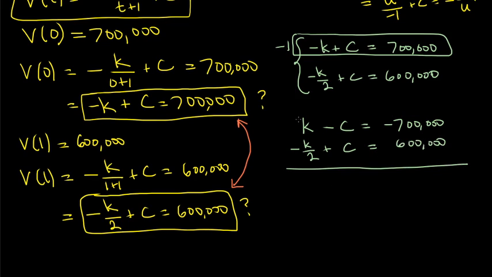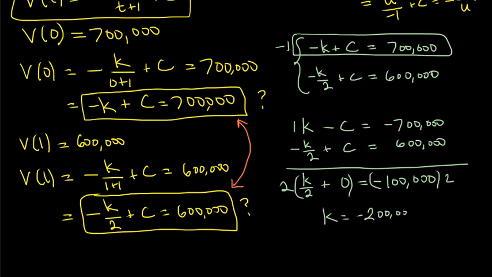If we just add those equations together, I get 1 minus 1/2, which is 1/2 k, so k over 2, plus negative c plus c is 0, equals negative 700,000 plus 600,000, which is negative 100,000. So k over 2 is negative 100,000. If I multiply both sides by 2, I get that k is negative 200,000. Okay, so now we know what k is.